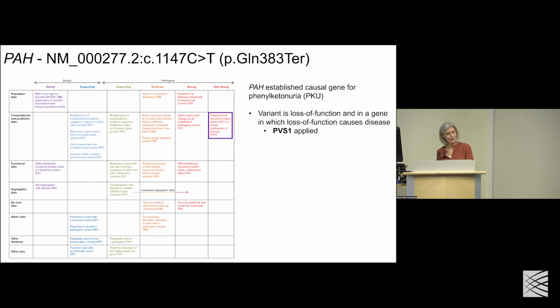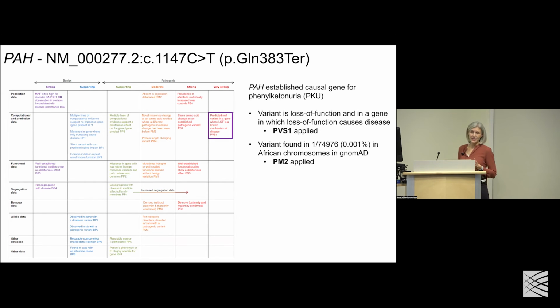Just to give you a little overview of how the code naming works. If it starts with P, it's on the pathogenic side. If it starts with B, it's on the benign side, and then the subsequent letters indicate the strength. So this is pathogenic, very strong criterion 1.